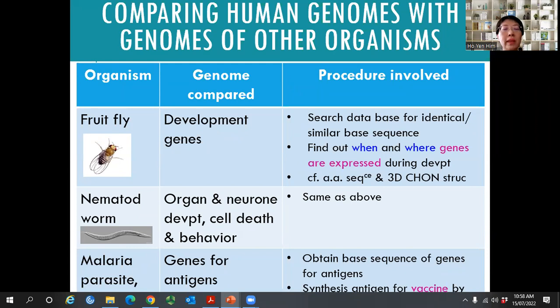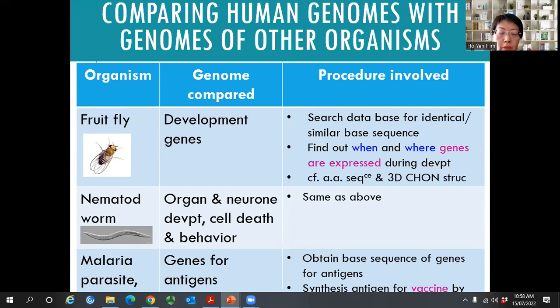Because we cannot grow human and compare them, right? We don't take human in the lab and try to grow them and try to do research on them. So because of that, we use alternative. We use fruit fly, we use nematode worm, we use malaria parasite, and we use them in the lab and we grow them and then we test them and then compare them.